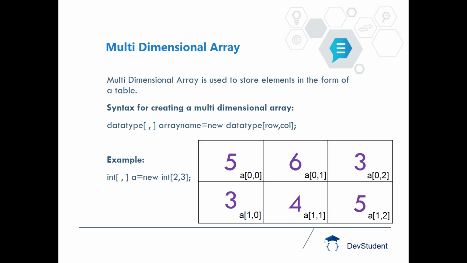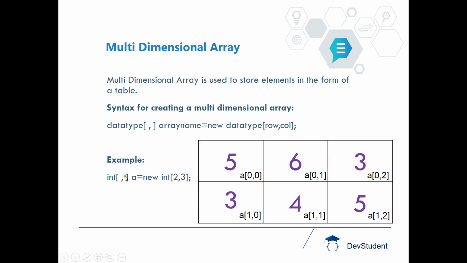If you want to create a multidimensional array, the syntax is going to be like this. Data type, then square braces, and inside the square braces you have to have a comma, which says that it's a multidimensional array, followed by the array name, then new, then the data type, and you have to mention the number of rows and columns. In this example, we are going to mention 2 as rows and 3 as columns.